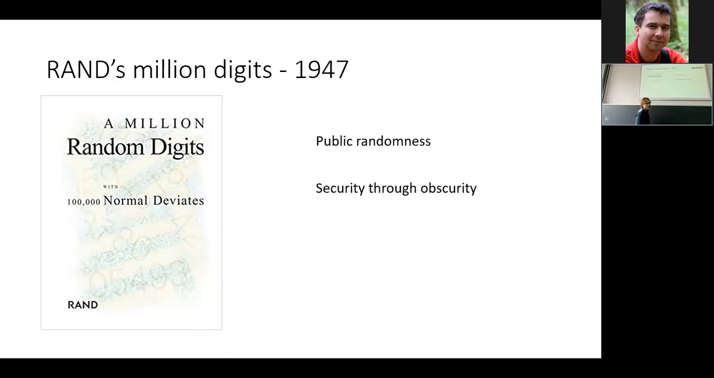the concept that we have in cybersecurity, it's called security through obscurity.